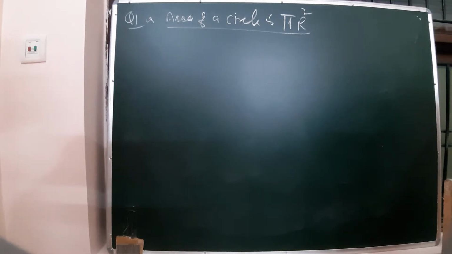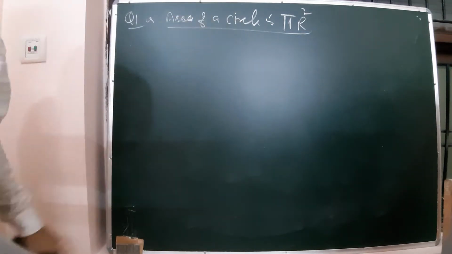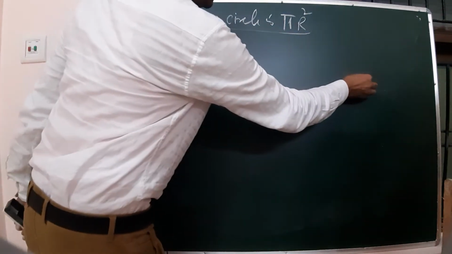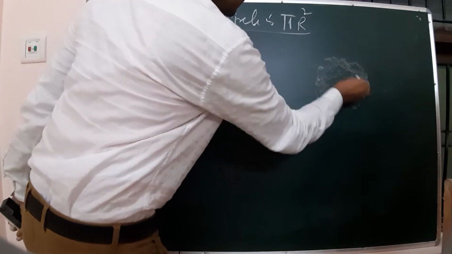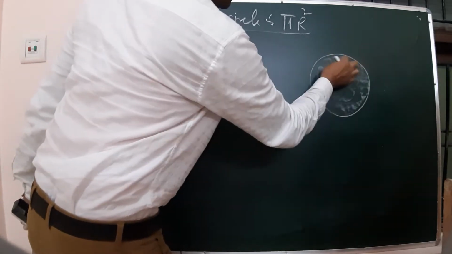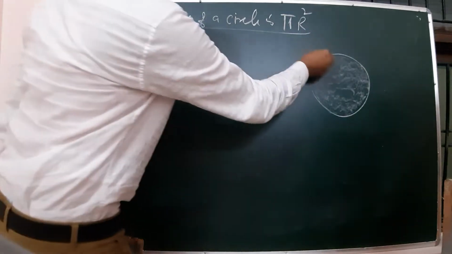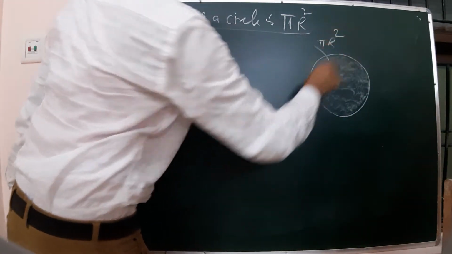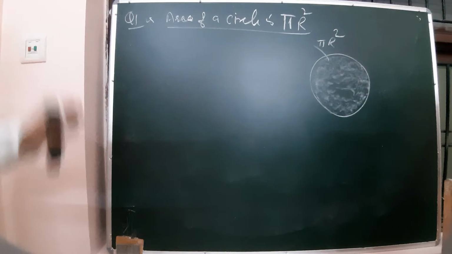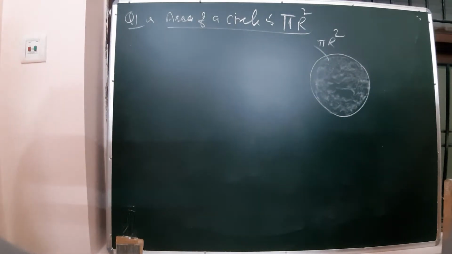So, we know that area is a two-dimensional body or two-dimensional surface. If you draw a circle, this is the circle. So, this area enclosed in the circle is pi r square. This is pi r square. So, we will prove it by using plane polar system.